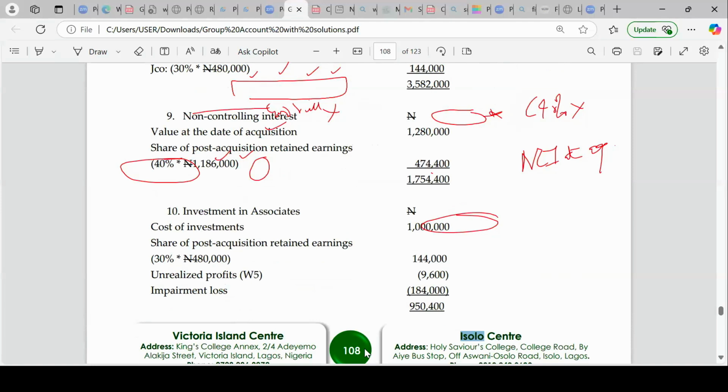So that when we come to class on Tuesday, next week Tuesday, our focus will be on statement of profit or loss. All right. Thank you very much, everybody. I hope this is clear.